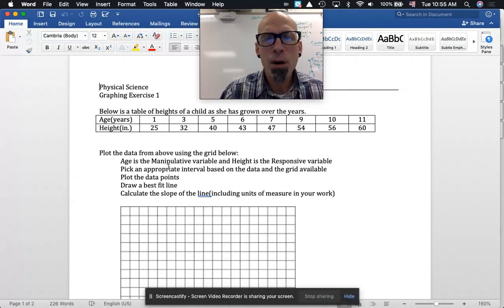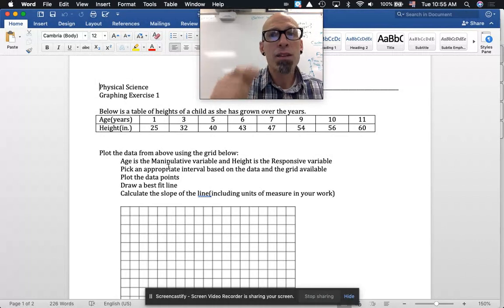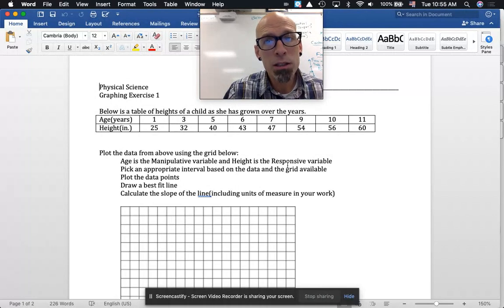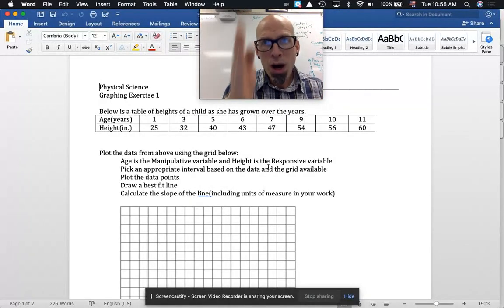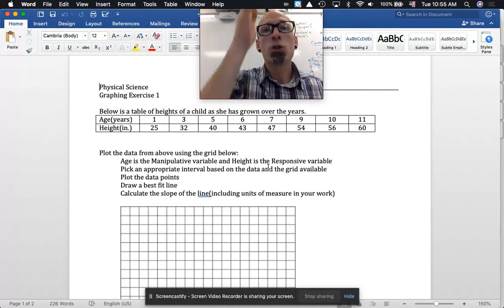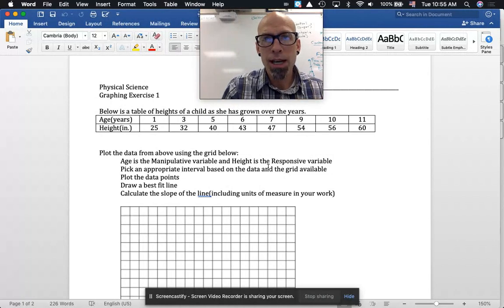Now see the manipulative part, nobody's manipulating this stuff. So the age is not being manipulated, but it is changing and nobody can control that. So age just goes on its own, okay? But the height of the child depends on the child's age or is responsive to the child's age. And so I'm telling you which variable is which. And that means responsive is on the y. That's what we've always said. The responsive is on the y, the manipulative is on the x. So make sure you're setting the graph up correctly, right?